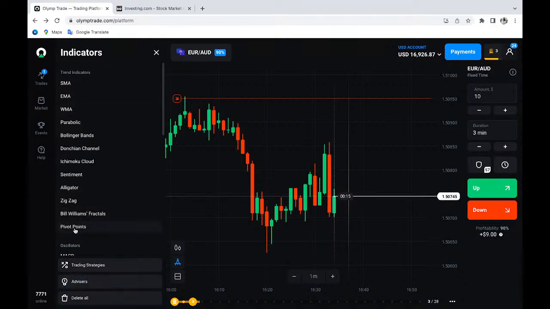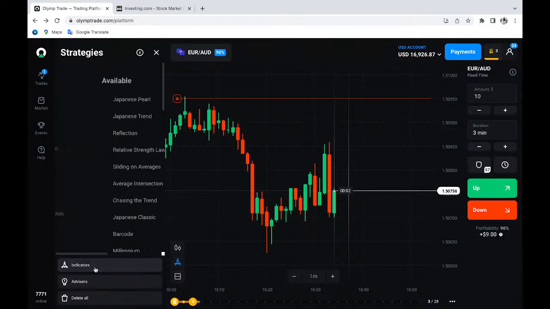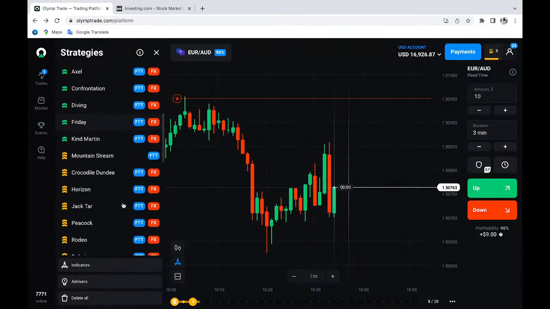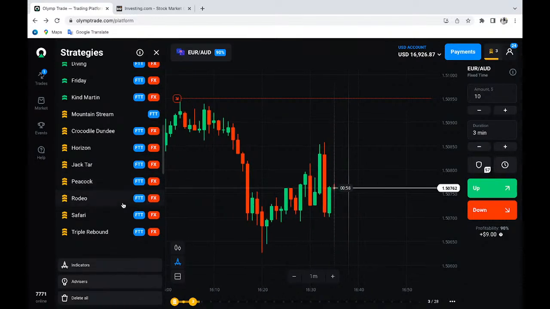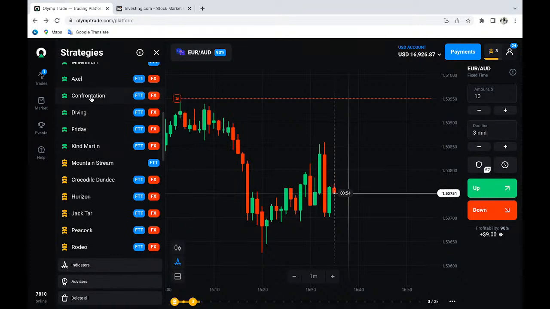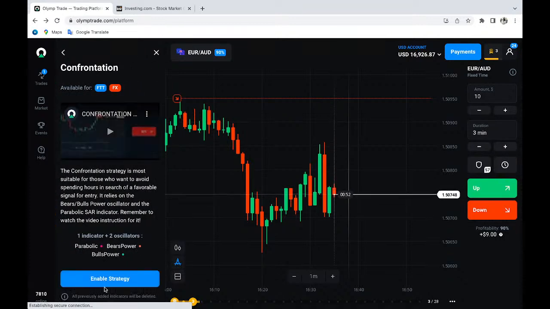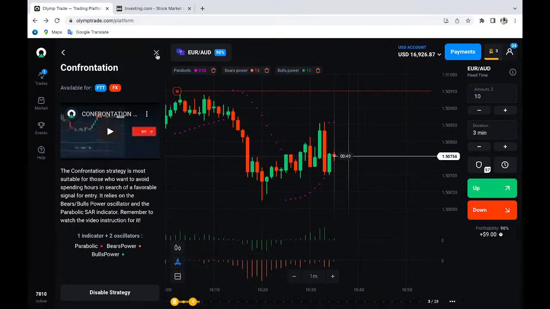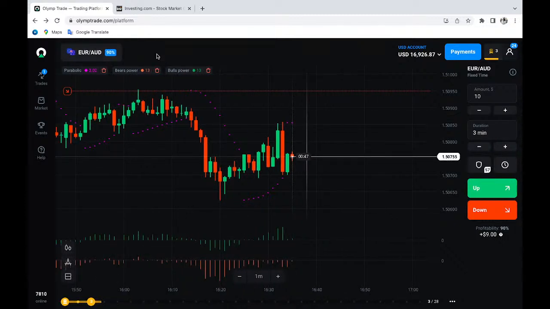And remember guys, those using the platform on mobile will get the same technical indicator option. Click on that, and after that you will get the option of trading strategy. Click on that, scroll down, and use Confrontation. Click on this and enable the strategy. Once you enable the strategy, you will automatically get one indicator and two oscillators.